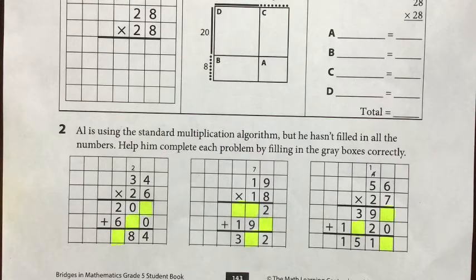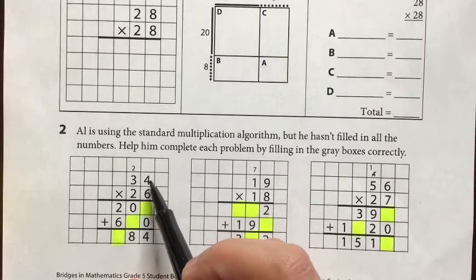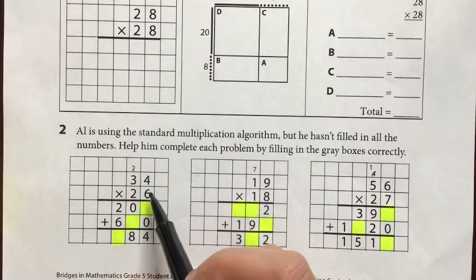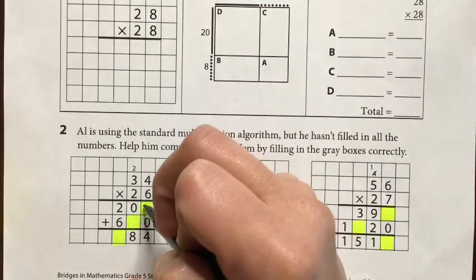In your workbook, the boxes are gray. For this lesson, I highlighted the boxes so you could see them a little bit easier, and they're in yellow. So we're going to use the standard algorithm and we're going to fill in those missing digits. All right, so let's start with number 2. So I'm going to first multiply. I know I have a missing digit here, so I'm going to go 4 times 6 is 24.